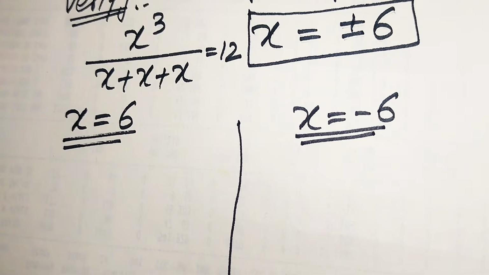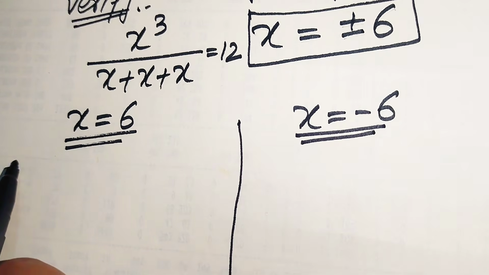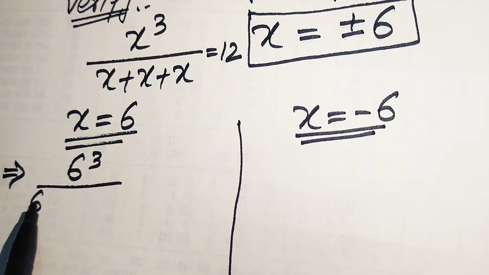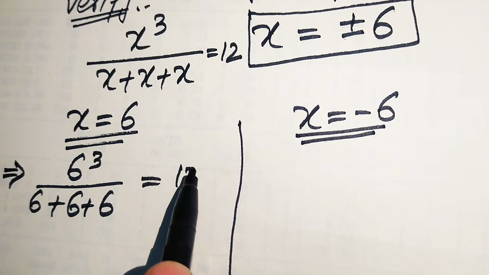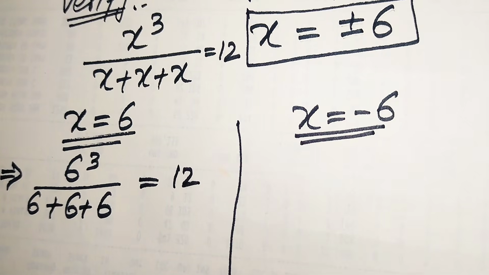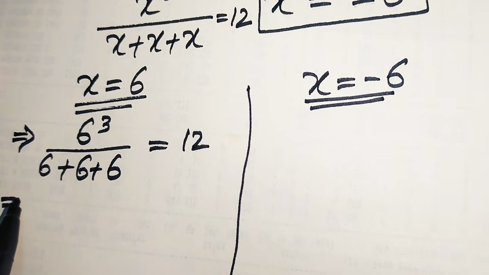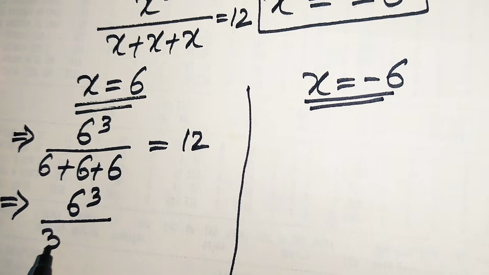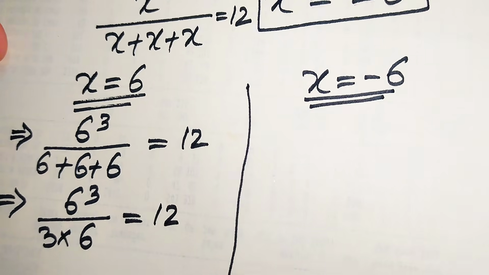Now first we substitute x equals plus 6 into the left hand side of this equation, and it is written in this form. This is 6 cubed divided by 6 plus 6 equals 12. Here we focus on the denominator terms. You see that 6 is added 3 times, and it is written as 6 cubed divided by 3 times 6 equals 12.